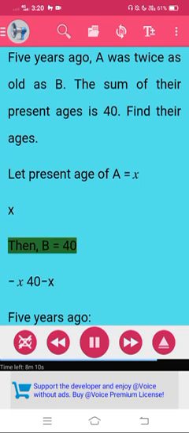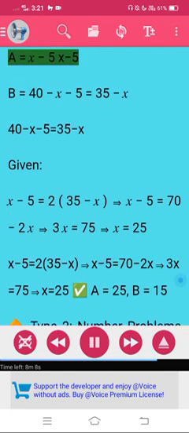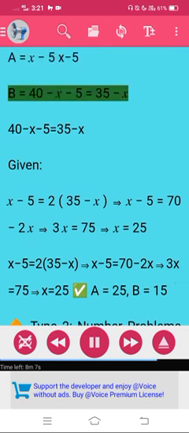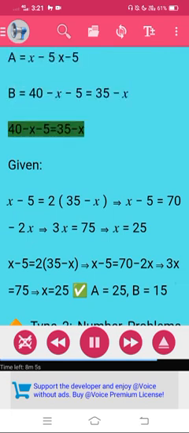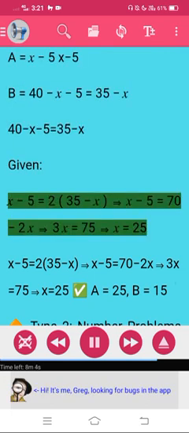Then B = 40 - x. 5 years ago, A = x - 5 and B = 40 - x - 5 = 35 - x. Given: x - 5 = 2(35 - x) ⇒ x - 5 = 70 - 2x ⇒ 3x = 75 ⇒ x = 25.